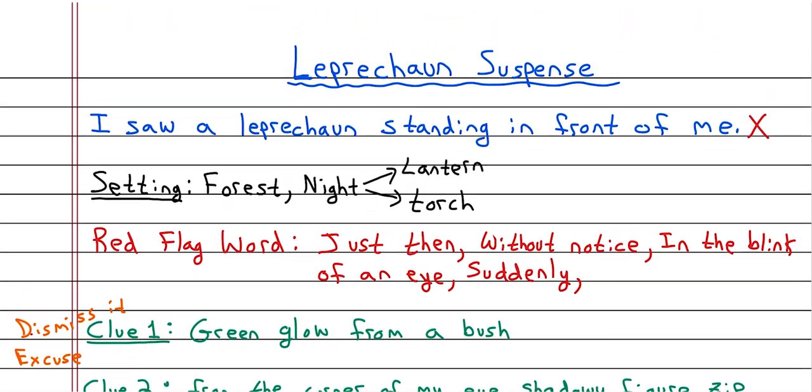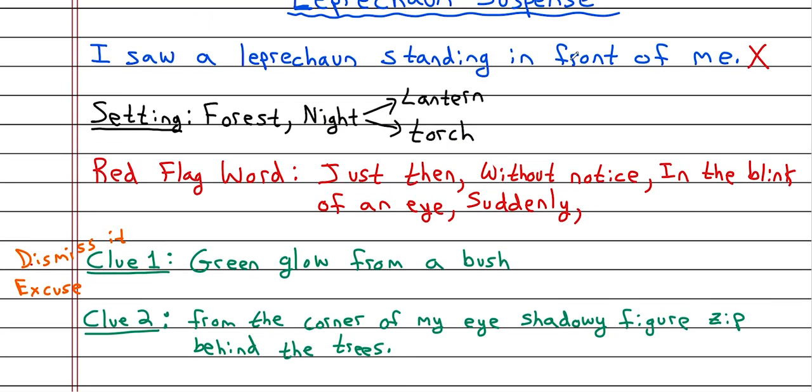You can definitely get a head start. The key takeaways here is get your setting down. If it's a forest or whatever, if it's nighttime, don't say it's night. Give clues that it's night so the reader can figure it out on their own. If it's daytime, you definitely want to give clues to reveal it's daytime without saying it's daytime. Make sure you have red flag words before every clue.